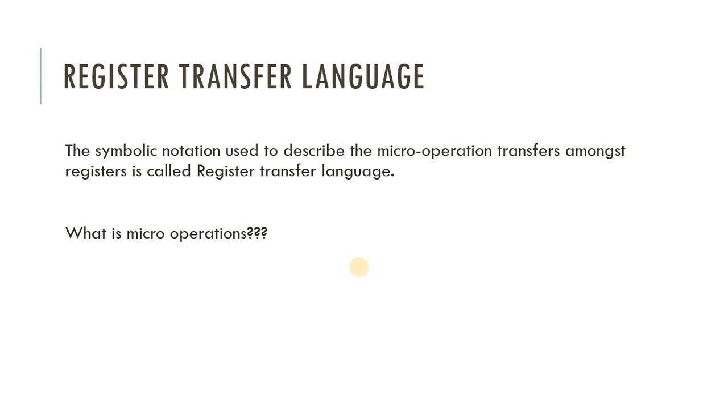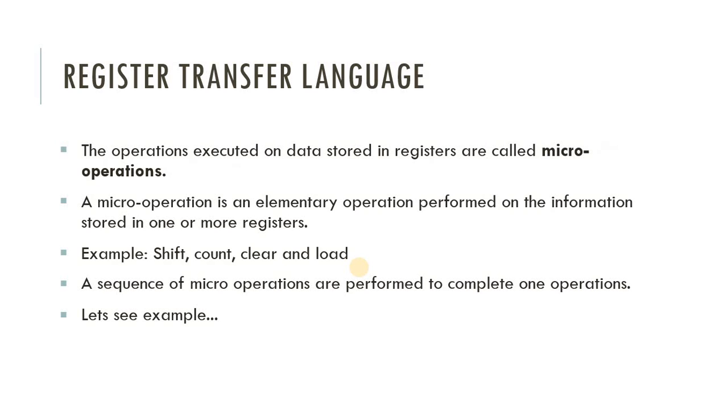The question arises, what is a micro-operation? Let's understand. The operations executed on data stored in registers are called micro-operations. Suppose our binary data is stored in the register, and I want addition or subtraction. These kinds of operations we can perform on the data stored in the register, and they are called micro-operations. A micro-operation is an elementary operation performed on the information stored in one or more registers. It can be anything.